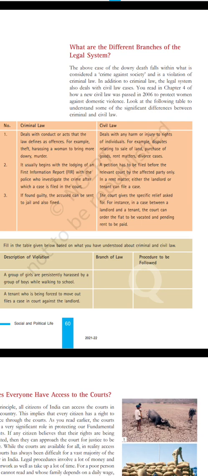Fill in the table given below based on what you have understood about criminal and civil law. Description of violation, branch of law, procedure to be followed. A group of girls are persistently harassed by a group of boys while walking to school. A tenant who is being forced to move out files a case in court against the landlord.